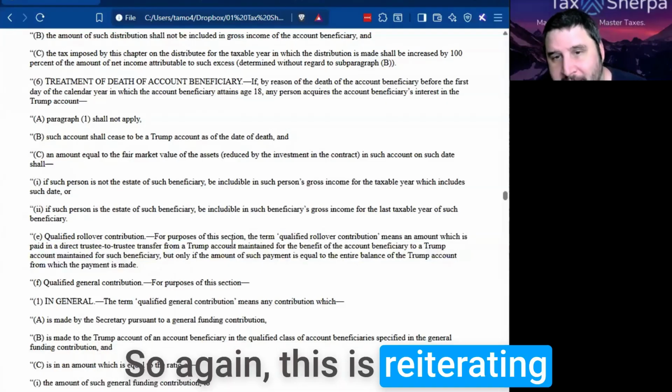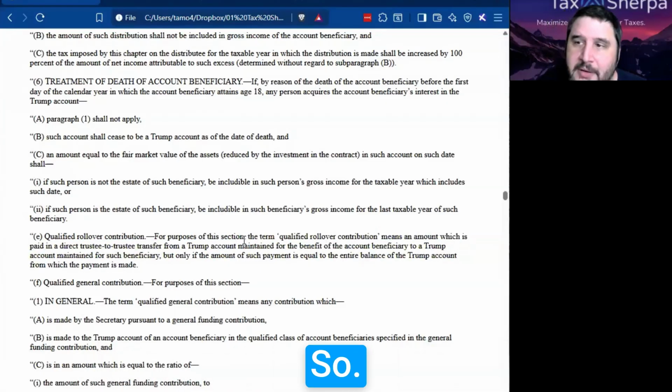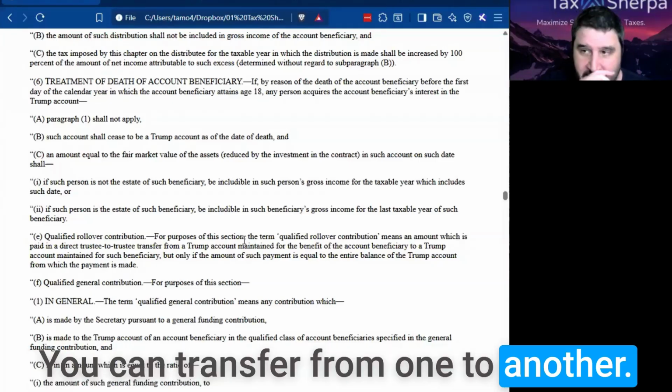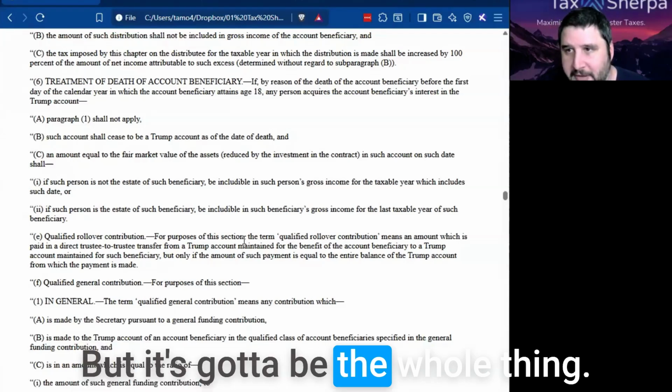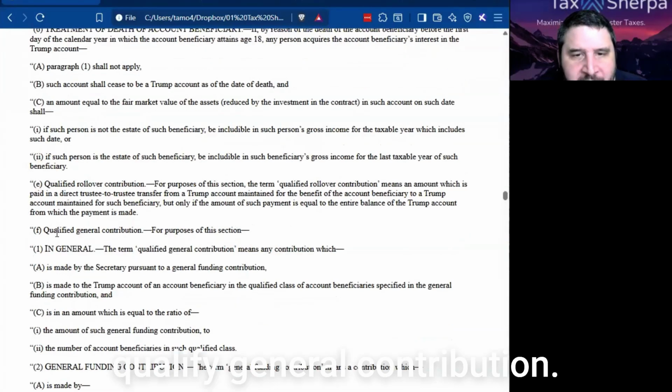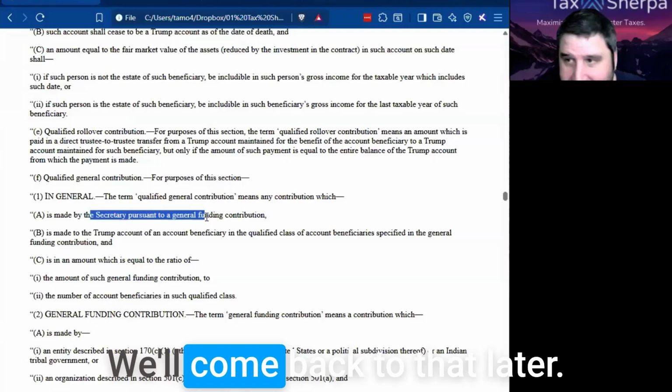So again, this is reiterating that you can only have one, right? So you can transfer from one to another, like if you want to change trustees, you want to go from Schwab to E-Trade, let's say, but it's got to be the whole thing. You can't do a partial. Qualified general contribution, come back to that later.